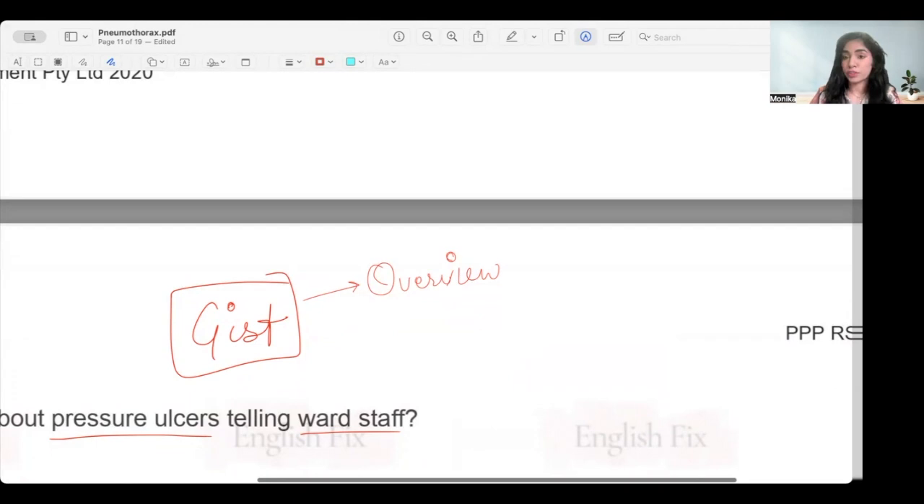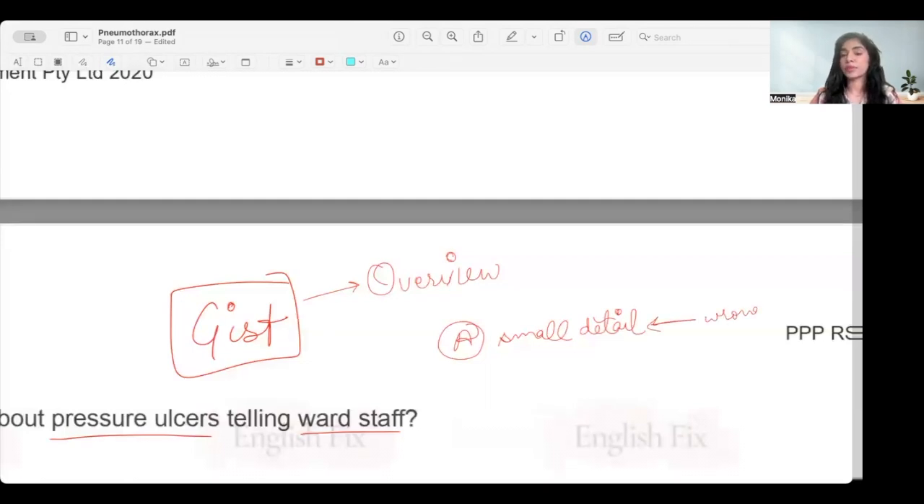The most common errors that you're going to get in a gist question are going to be answer options which talk about a small detail from the paragraph, which does not represent the entire paragraph, its overview. And this small detail is actually going to be incorrect because we are focusing on the overview, the overall picture of this paragraph rather than this specific thing.